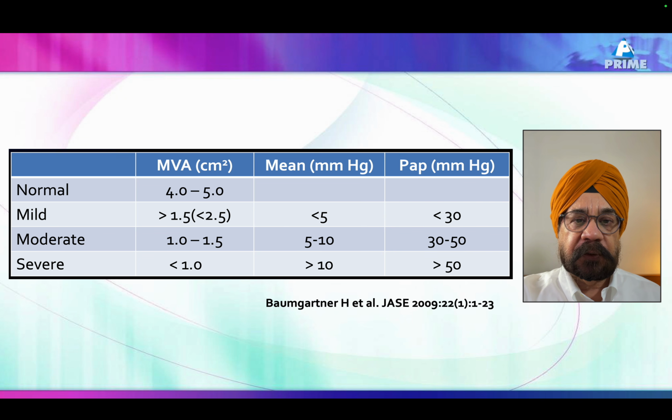This is an old classification of mitral stenosis, but it still holds true. We are believers of this classification, where severe mitral stenosis is a mitral valve area less than 1 centimeter square. The recent guidelines recommend a lower threshold for this, but we still believe in this classification. Mild is more than 1.5, moderate is between 1 to 1.5, and severe is less than 1 centimeter square mitral valve area.